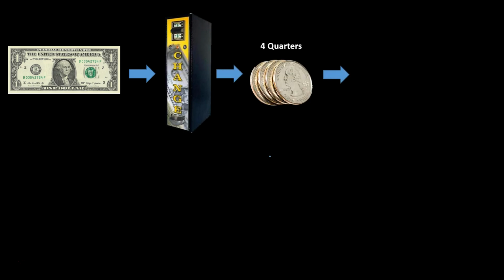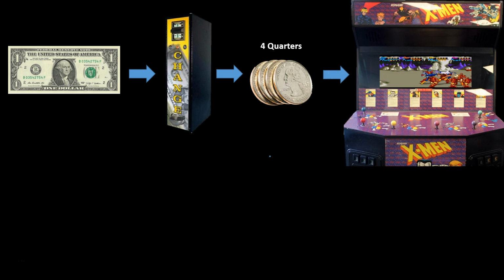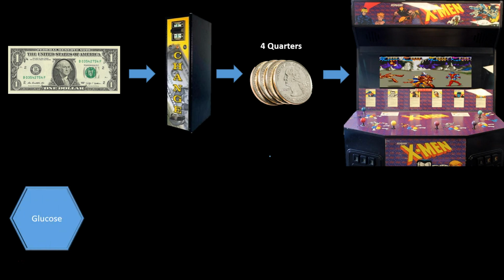If you were to have $1 and you want to go to an arcade to play video games, there's value in that dollar, but you cannot directly use that dollar to play video games. What do you have to do first? You have to exchange it at the machine. That machine's going to give you 4 quarters, and then you can go play your video game at the arcade, okay? This works the same way in our cells, but instead of $1, we're going to use glucose.